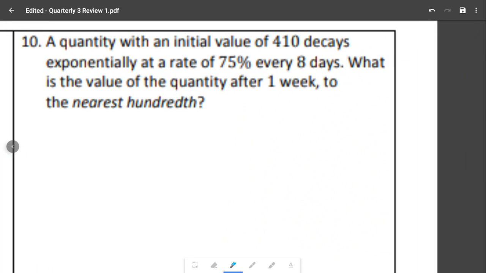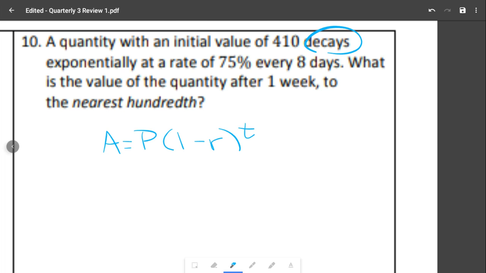Question 10. A quantity with an initial value of 410 decays exponentially at a rate of 75% every 8 days. What is the value of the quantity after 1 week to the nearest hundredth? Okay, word problem again. So going to my formulas, the word compound does not show up. It is decaying, so we are using our decay formula.